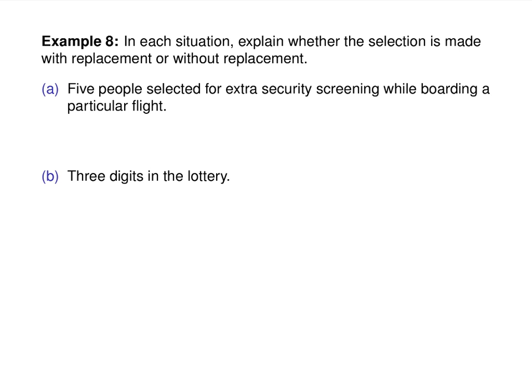Okay. So in each situation, explain whether the selection is made with replacement or without replacement. So five people are selected for extra security screening while boarding a particular flight. Are you going to sample the same person once or probably not sample the same person once? Probably not, right? That'd be sort of stupid. Although they do ask the same question like 5 times, right? So this is probably without replacement.